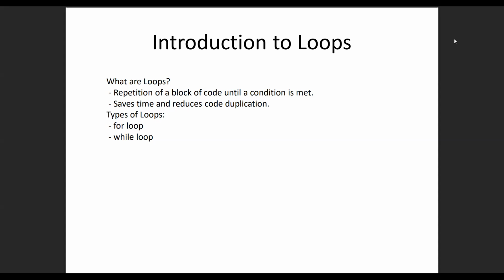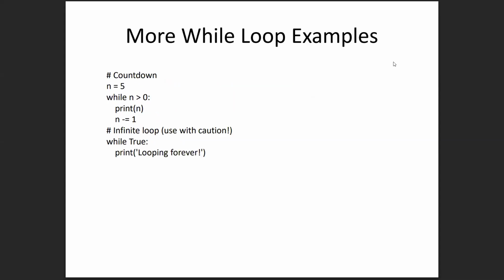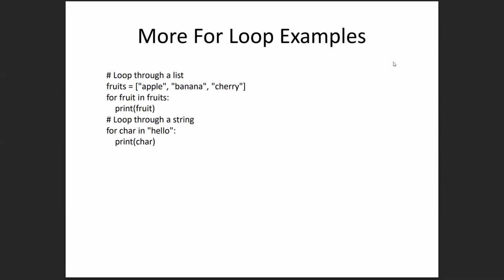Now we will see the types of loops. How many types of loops are there? We'll see now. The first one is the for loop, and the other is the while loop. These are the types of loops that are present in Python. So now we will see what a for loop is.